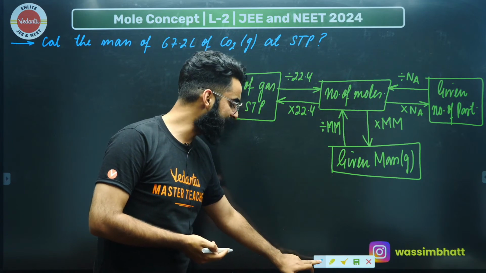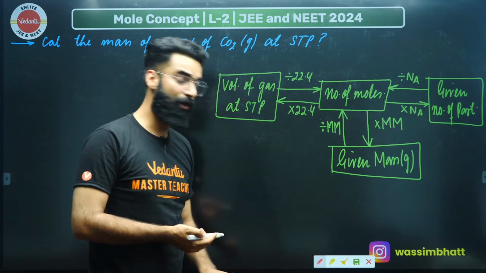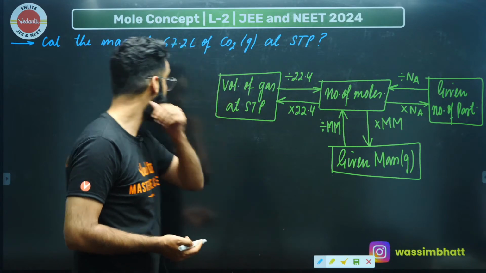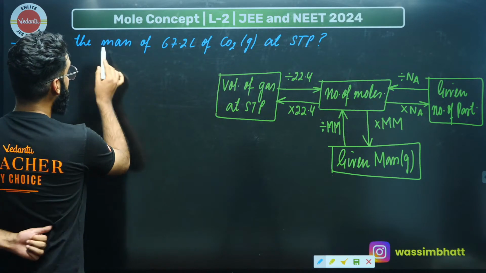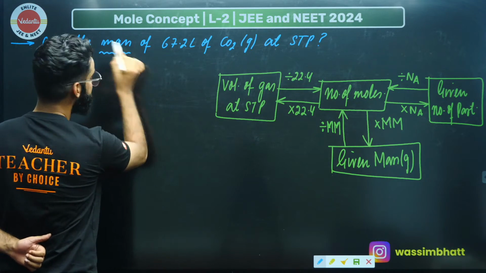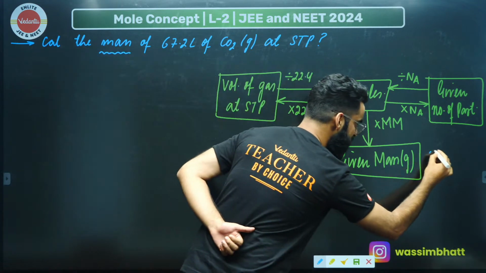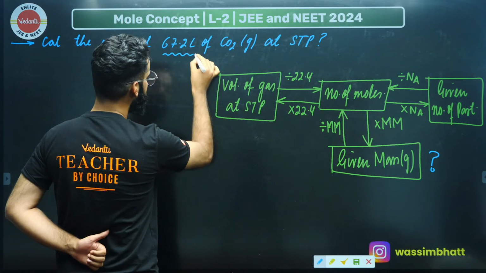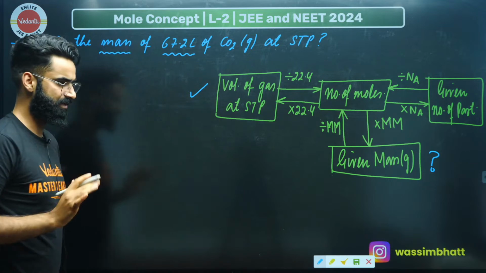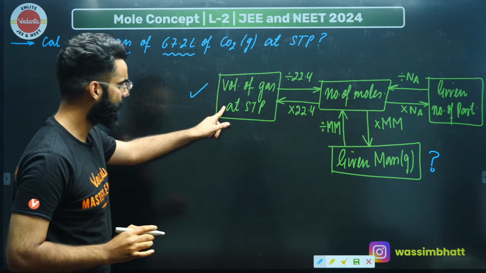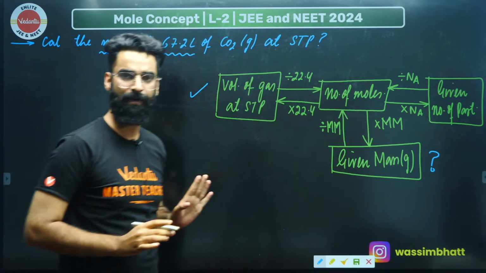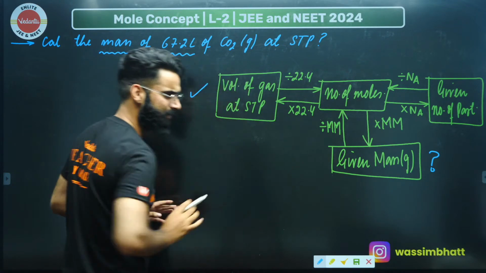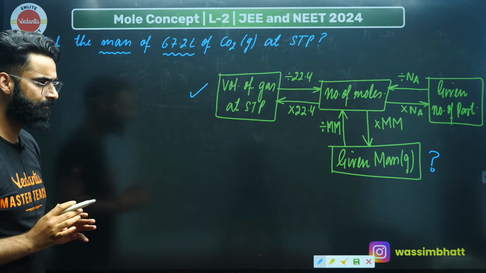So, my dear people, first of all, understand what is given to us and what we are supposed to calculate. We are supposed to calculate the mass of the substance, right? And what are we given with? We are given with the volume of the substance, and the mass of the substance is to be calculated. Well, do you see any direct arrow between these two? No, there is no direct arrow between these two, right?